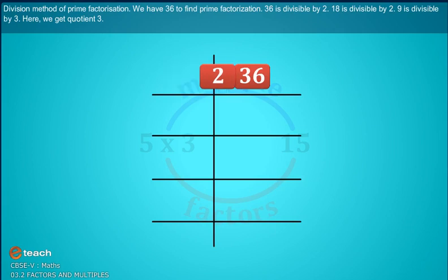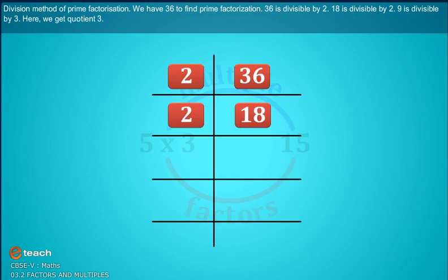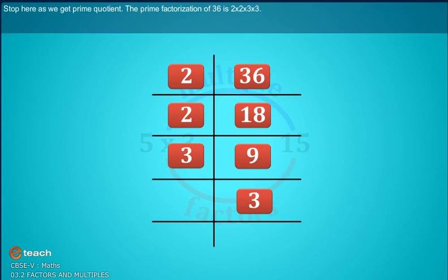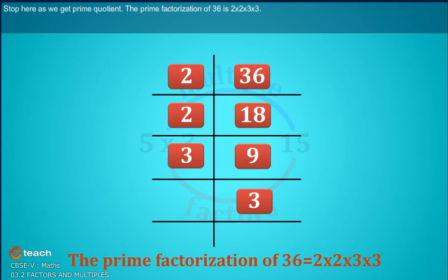36 is divisible by 2. 18 is divisible by 2. 9 is divisible by 3. Here we get the quotient 3. Stop here as we get prime quotient. The prime factorization of 36 is 2 into 2 into 3 into 3.